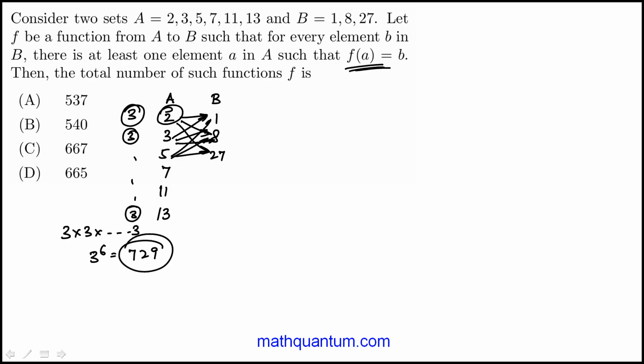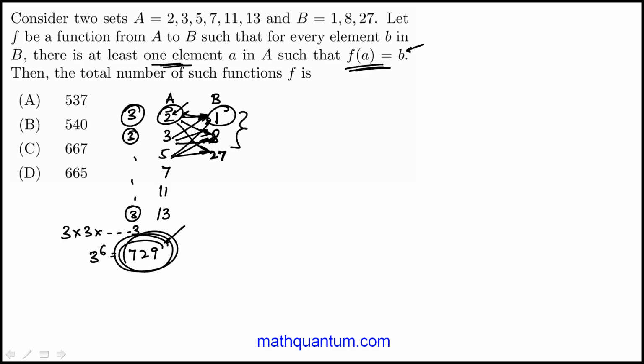Now, I have to satisfy this condition that at least one element in A is such that our range is included. So that means that I need to have each one of these 1, 8, and 27 somehow be mapped to one of these elements in A. Because this will include cases where that's not the case. For example, this number will include cases where these inputs only match to 1 and 8. So we have to subtract those.